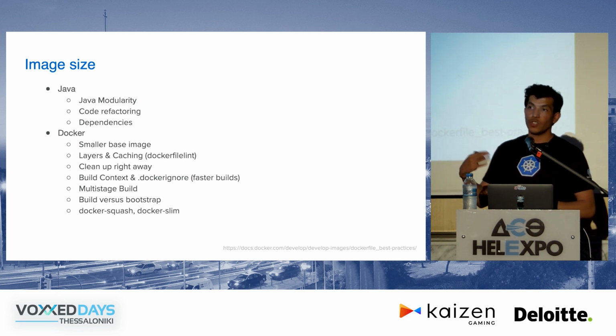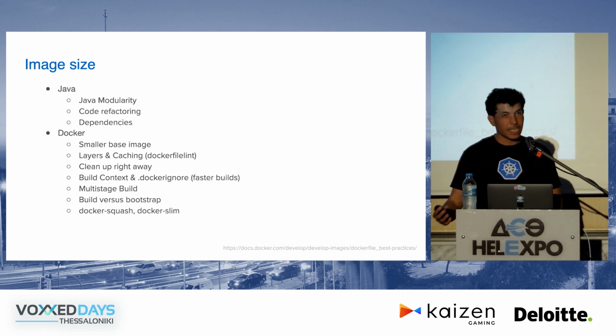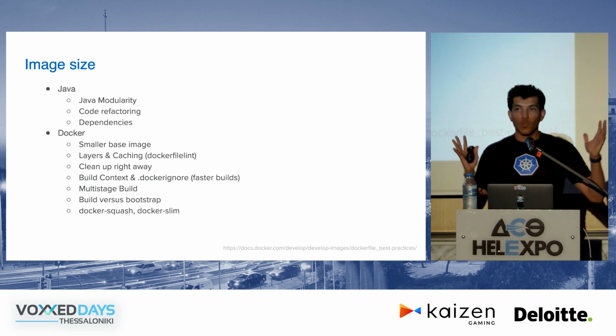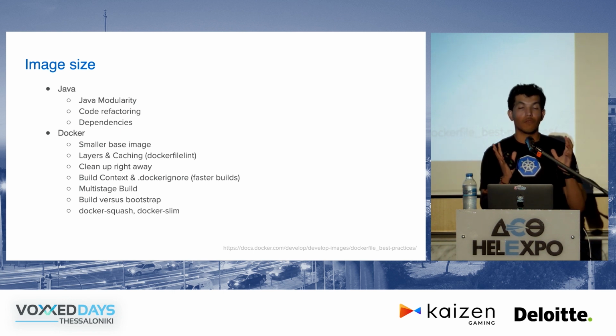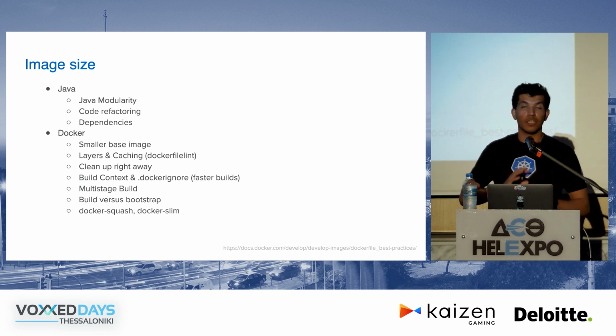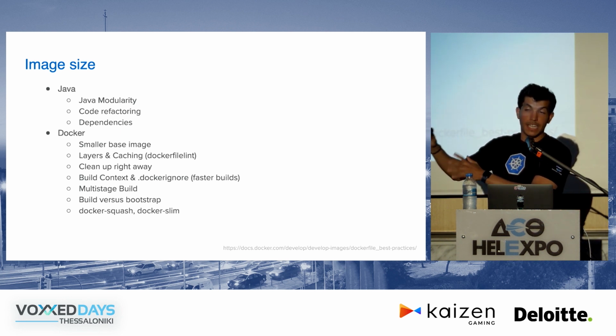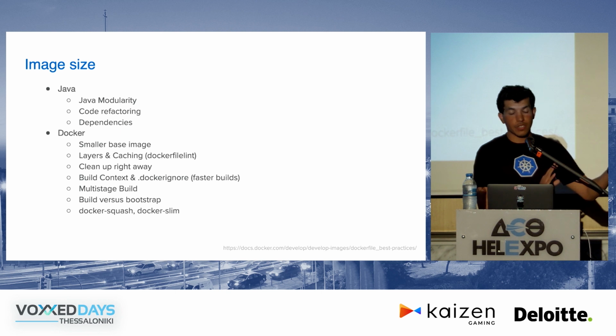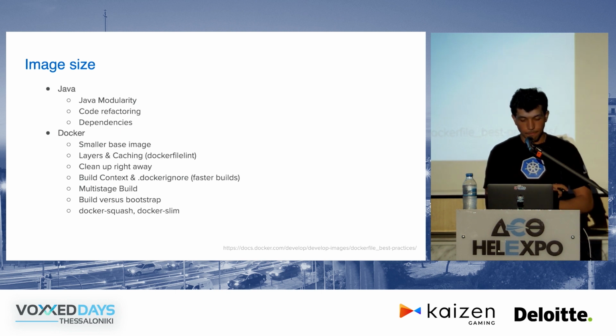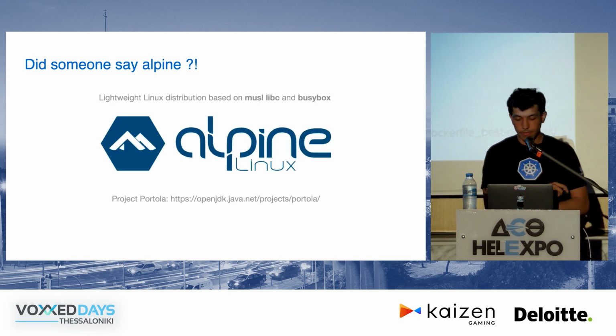And finally, use tools such as Docker Squash and Docker Slim that enable you to squash your image and reduce the number of layers it has, while making sure that the final image behaves just like your initial image.